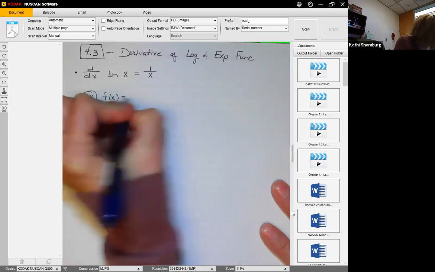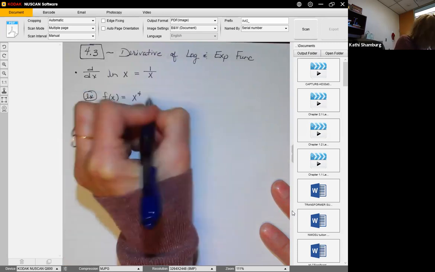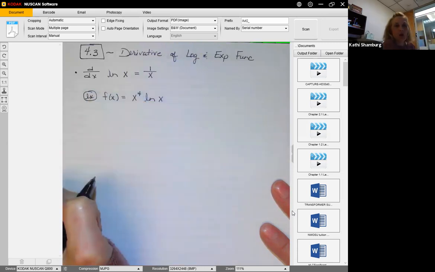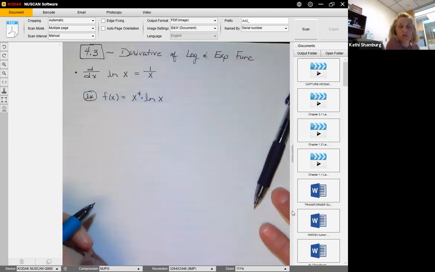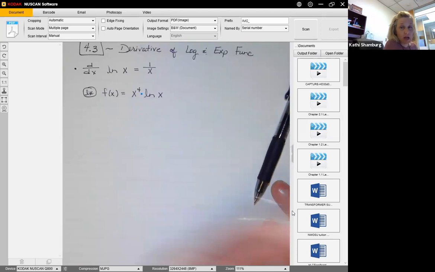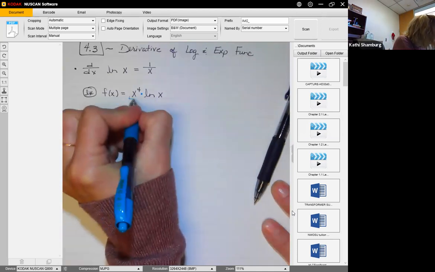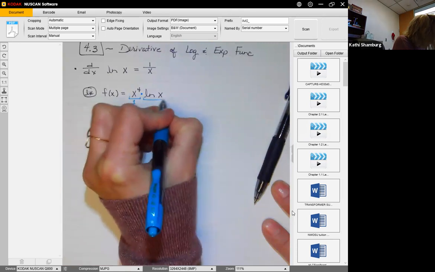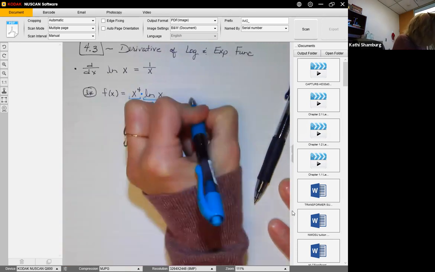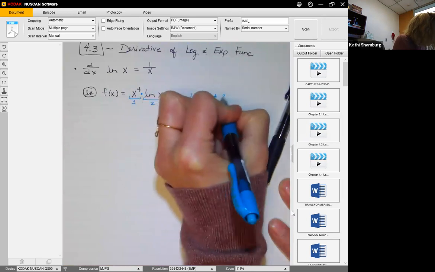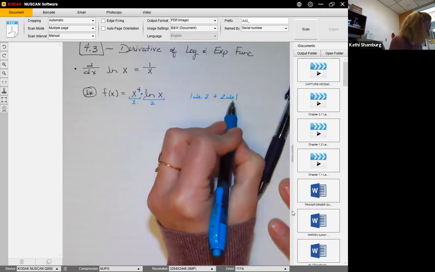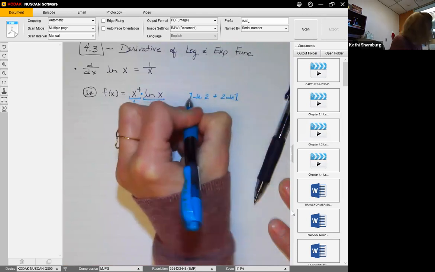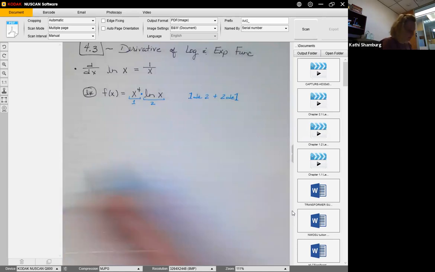So you have the function x to the 4th times natural log of x. All right, so the first thing that you need to recognize on this is that these two are being multiplied, which means we are going to apply the product rule, which we learned back in a previous chapter that doesn't go away. So if you recall, we can call this 1 and we can call this 2. And so it is 1d2 plus 2d1. So 1 times the derivative of 2 plus 2 times the derivative of 1. So those things don't go away, they just continue to build on each other.